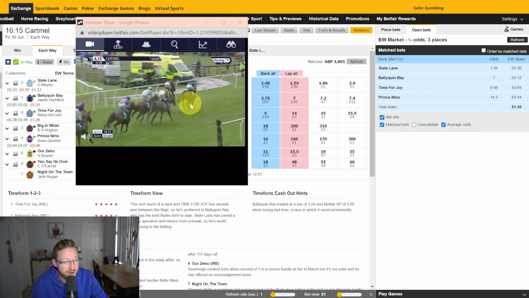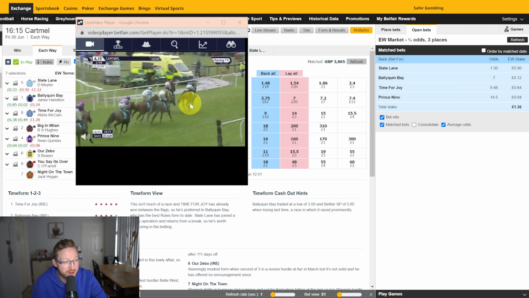And again, I'll just explain this. What the red is, if your horse loses, you lose the £1.12. If it places, you only lose 50p of that. And for these as well, Time for Joy, we really want to win this, and it's going to give us the best profit.